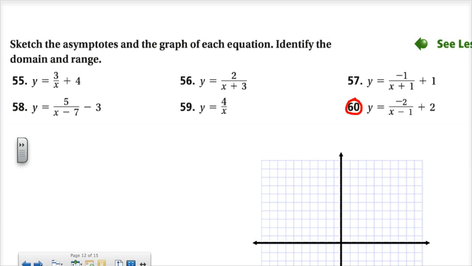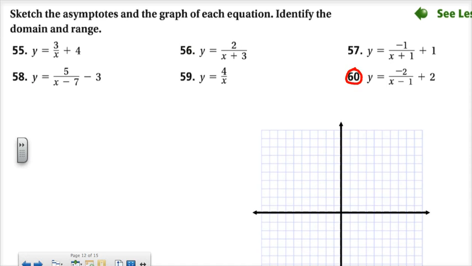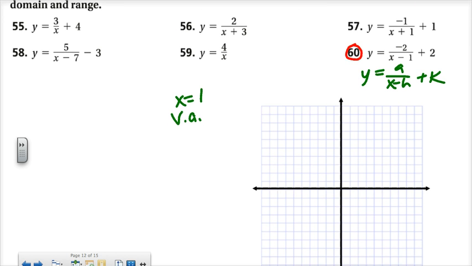Then number 60 says, sketch the asymptotes in the graph of each equation and identify the domain and range. So y equals a over x minus h plus k. So x equals 1 is our vertical asymptote for this graph. So let me get that on there. Again, dashed or dotted, not solid, that is a helper line. And then y equals 2, y equals k is our horizontal asymptote.